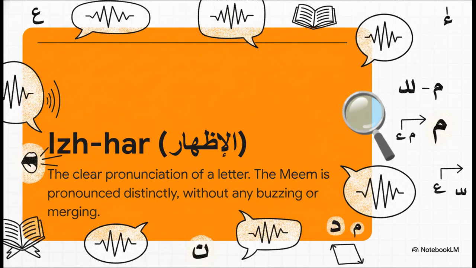It literally means to make clear or to make apparent. And it's as simple as it sounds. You just pronounce the M sound fully and cleanly, wahum, and then you move right on to the next word, yatlun. No merging, no buzzing, no nasal sound, just wahum, yatlun, clean.